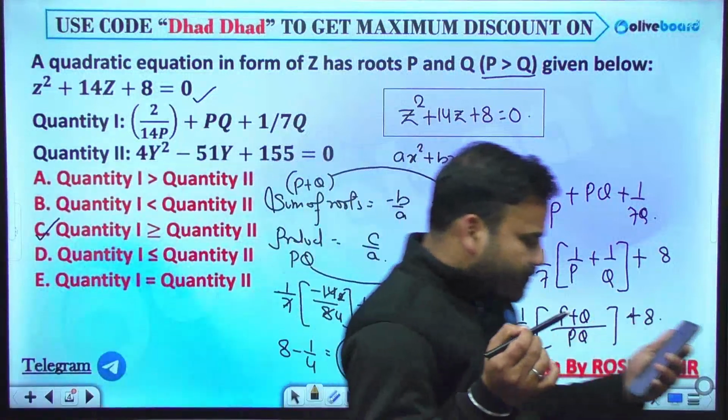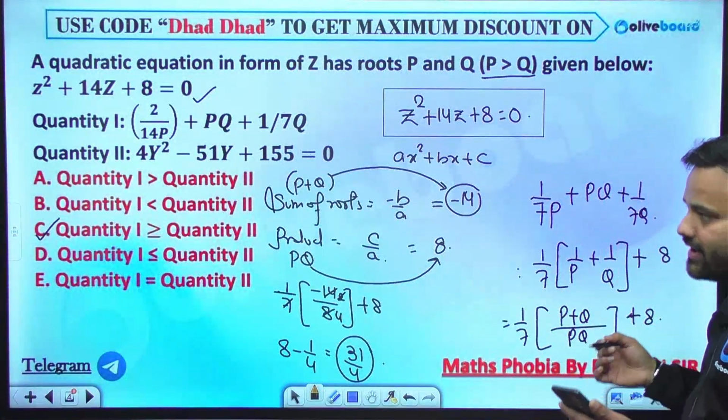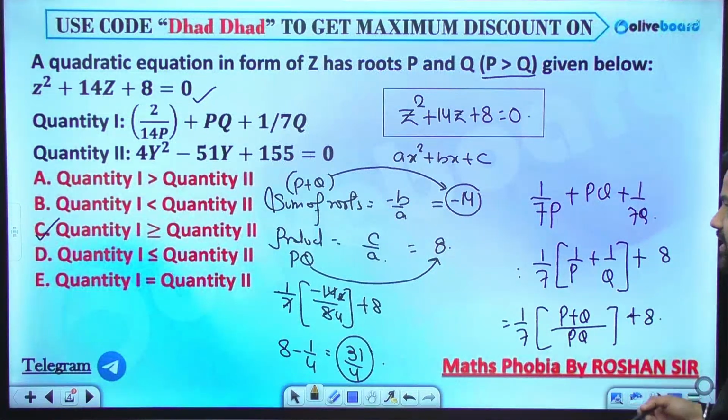Very good बच्चा, बहुत अच्छे. Very good Saurav, very good Avi Rockstar, बहुत बढ़िया. You guys are rocking. Clear?